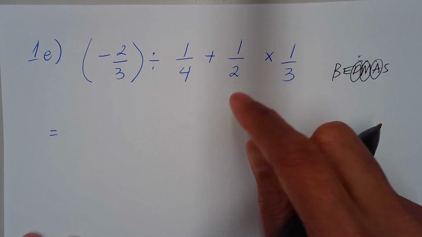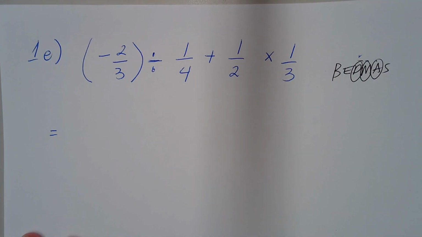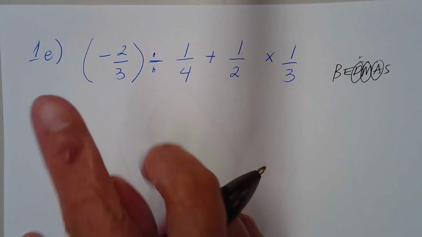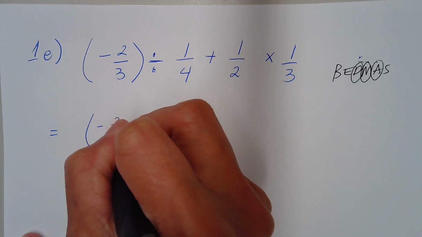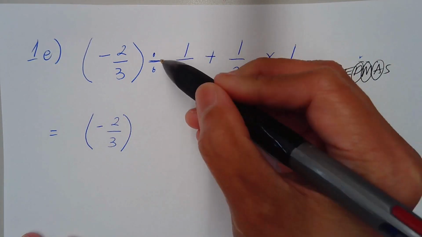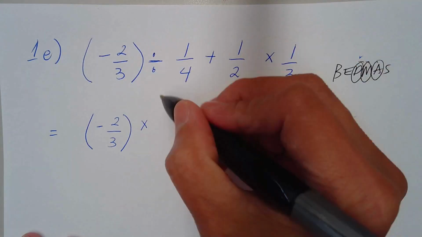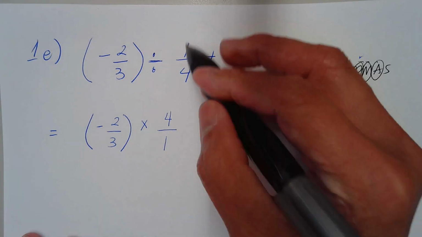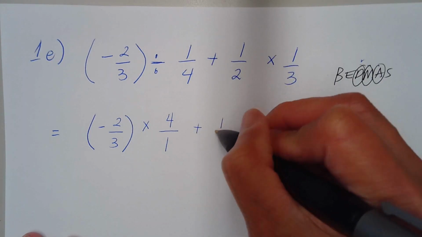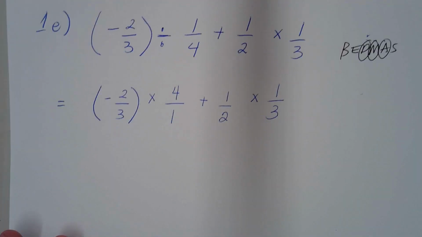We said that the rule for division would be the same thing as multiplying the reciprocal. So multiply by the reciprocal. You keep the first fraction, negative 2/3. We're going to change that to multiply the reciprocal. So that would become 4 over 1. And then the rest, I'm just going to rewrite so I don't lose them. Okay?